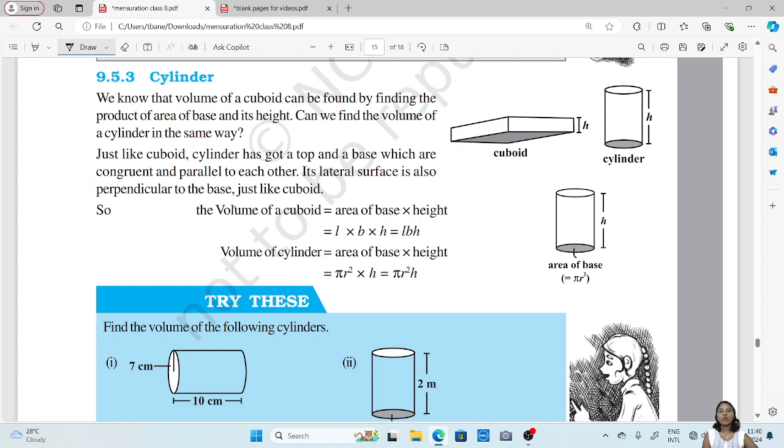Now to find volume of cuboid, we said it is the area of base, that is length into breadth, into the height. Volume of cylinder will be what? Area of base, that we already know is pi r square, into the height of the cylinder. So pi r square h is the volume of cylinder. Simply because it's a circle here, we know that its area is given by pi r square, and here only the height of it matters.